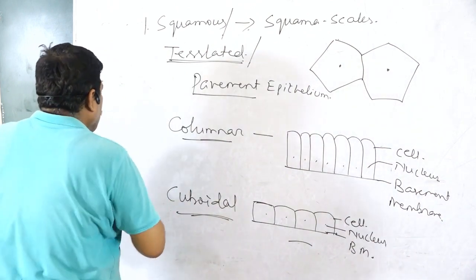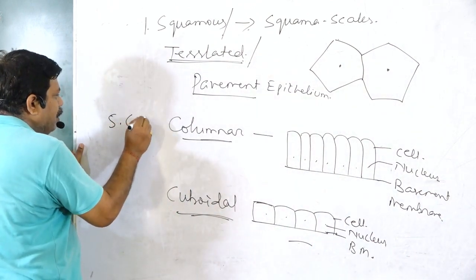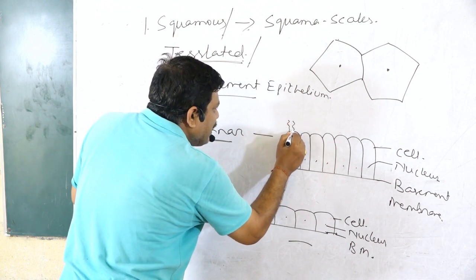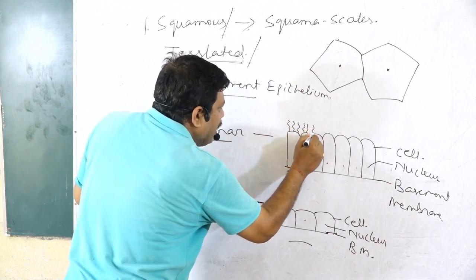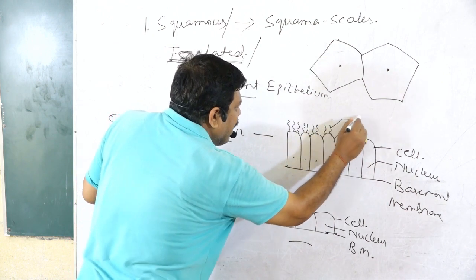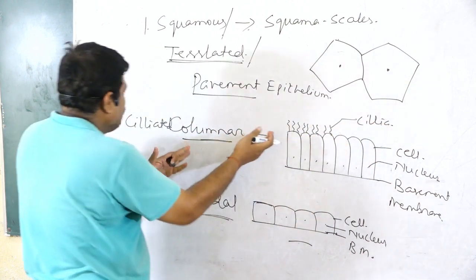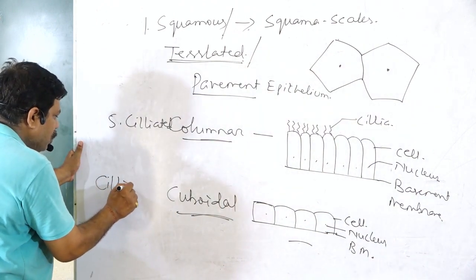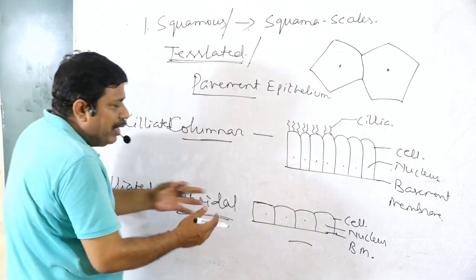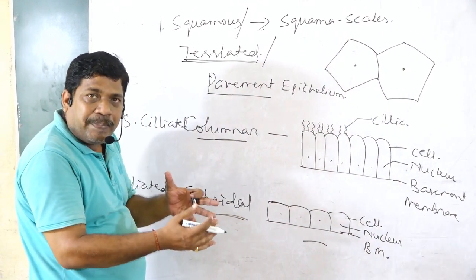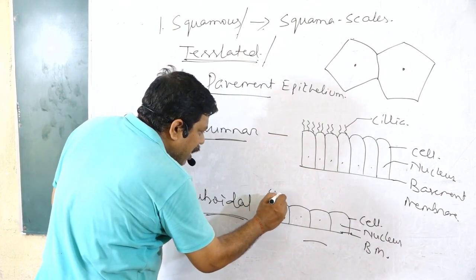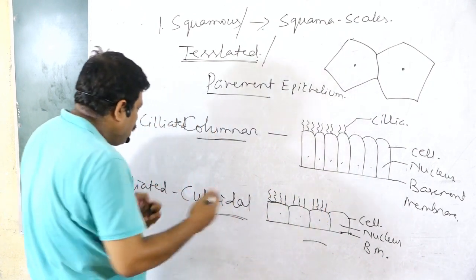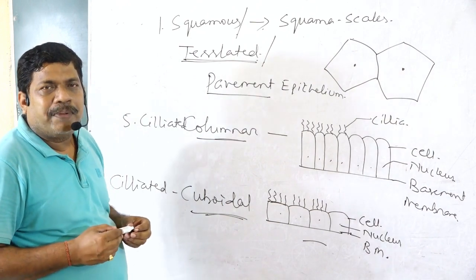Then number 5, ciliated columnar. So columnar cells possess cilia on their free surface. Then it is called ciliated columnar. And ciliated cuboidal also, when cuboidal epithelium possesses cilia on its free surface, it is called ciliated cuboidal epithelium.